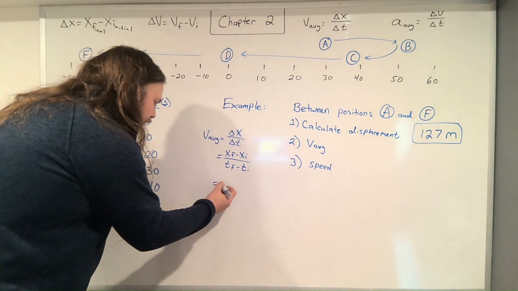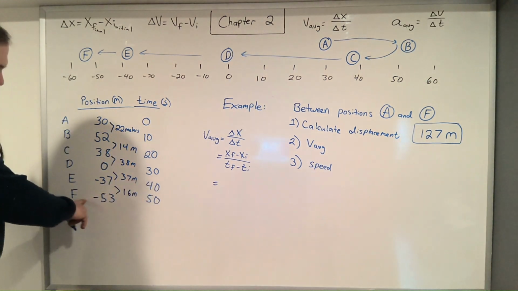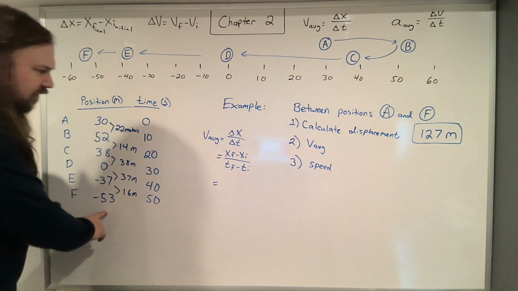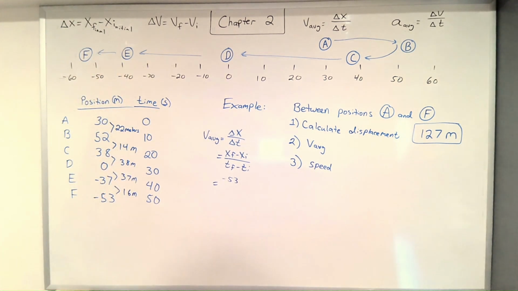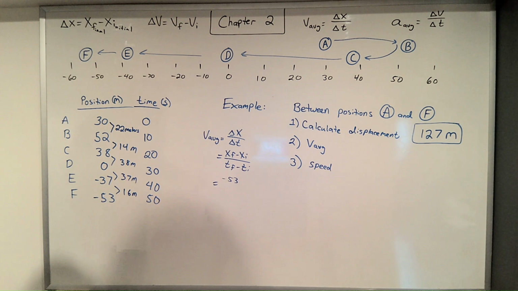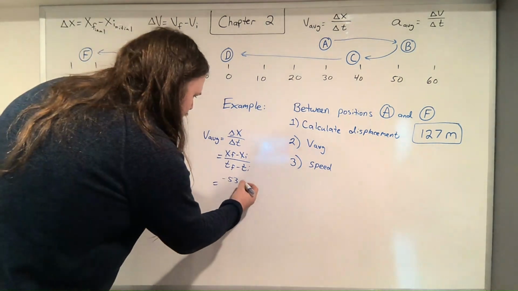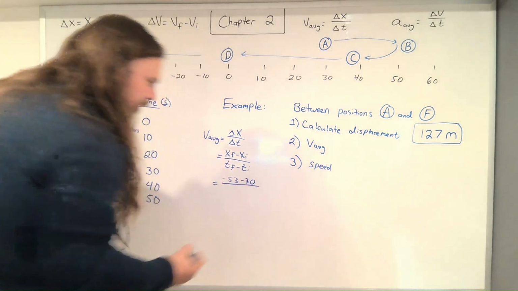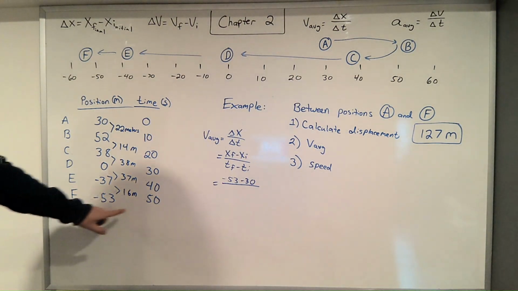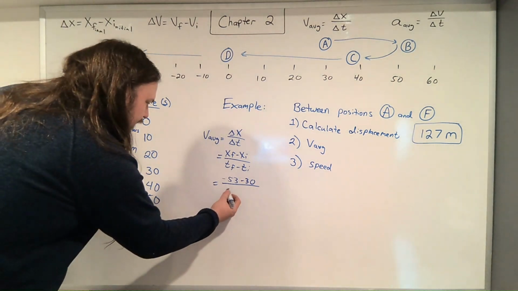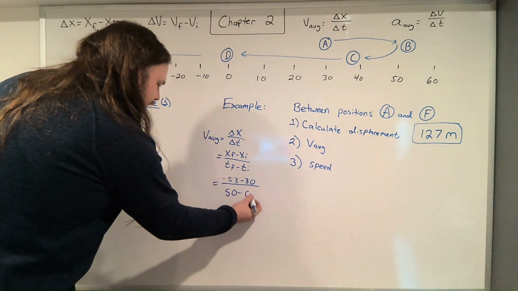Okay. What is xf? What's its final position? Well, the final position is when it's at F. That's when it ends. That's at negative 53. Okay, so I'm going to put a negative 53. And I want to know, well, where did it start? That's the xi. Where did it initially start? We're starting at A, which is at a position of 30. Then we work on the t's. When did we end the clock? We ended the clock at 50 seconds. Where did we start the clock? That's ti. Started the clock at 0 seconds.